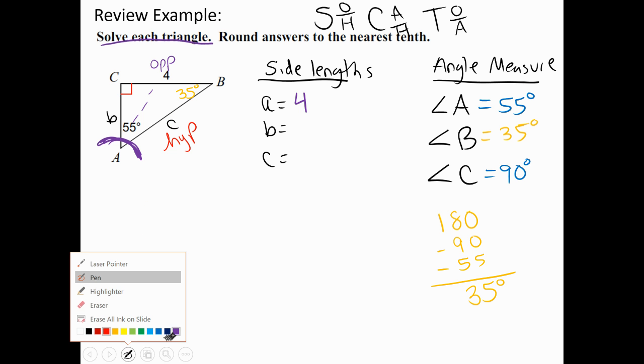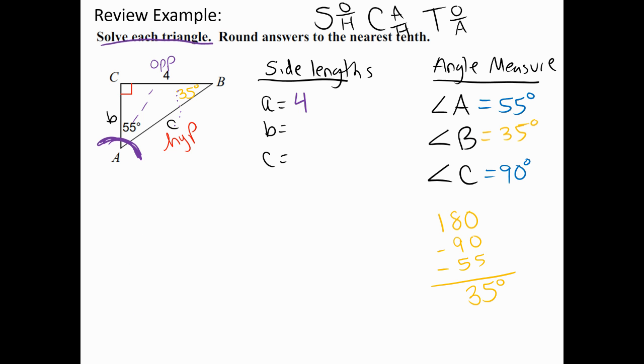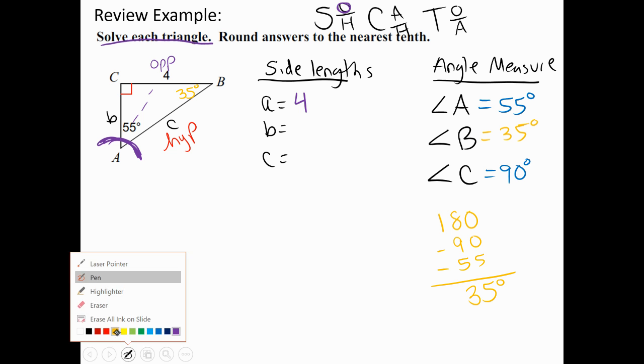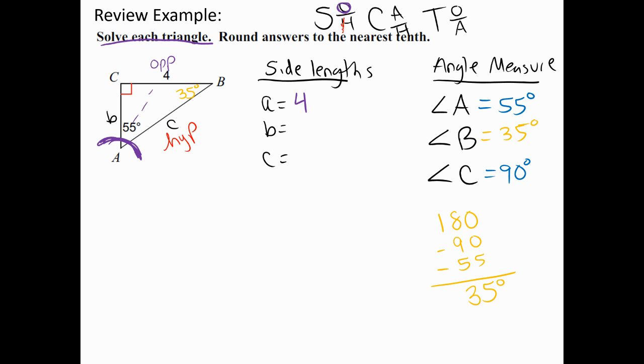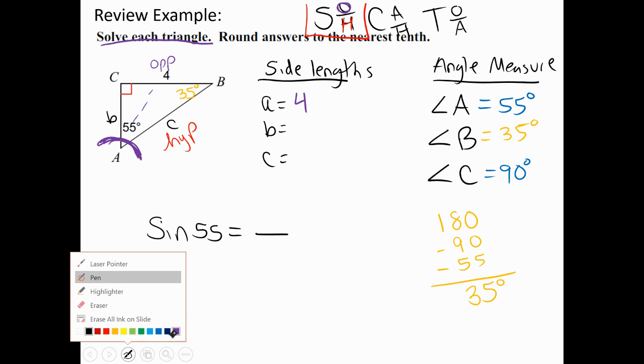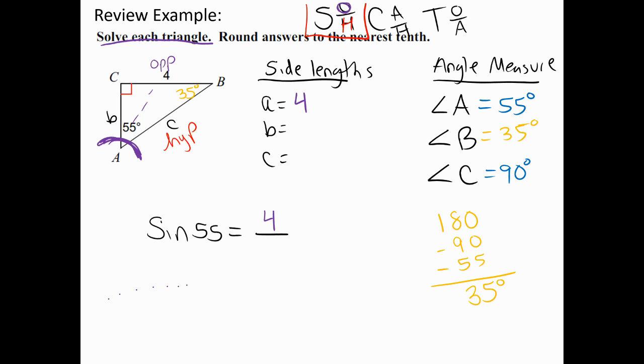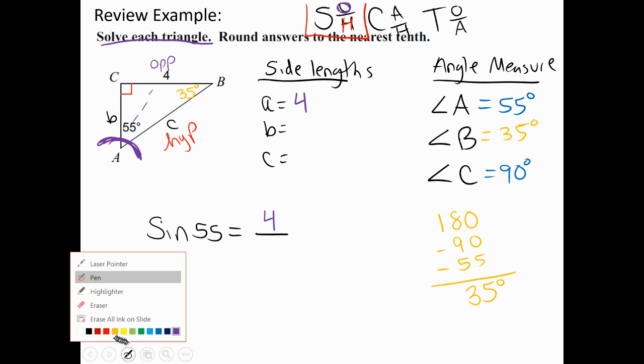All right, so I'm going to set up my trig function. I know it's opposite and hypotenuse. So I know this is opposite and this is hypotenuse. So I'm going to use sine. So I know I'm going to focus on my sine. So I'm going to go ahead and set it up. I'm going to do sine. Always do your angle. 55 is going to be equal to opposite over hypotenuse. So we're going to do 4 over C. I'm going to go ahead and call it C.